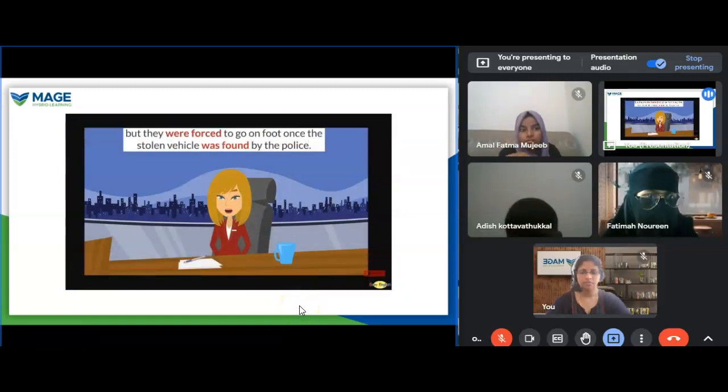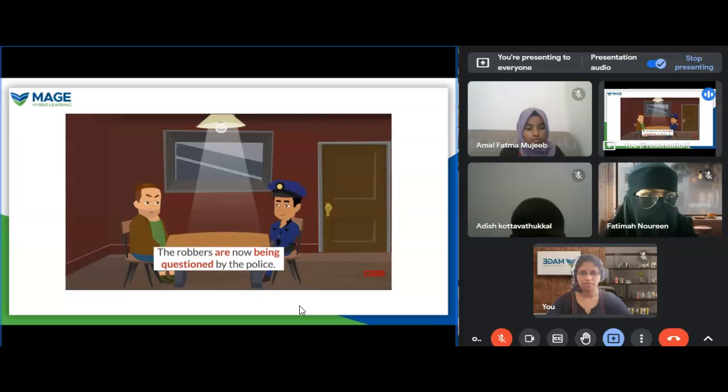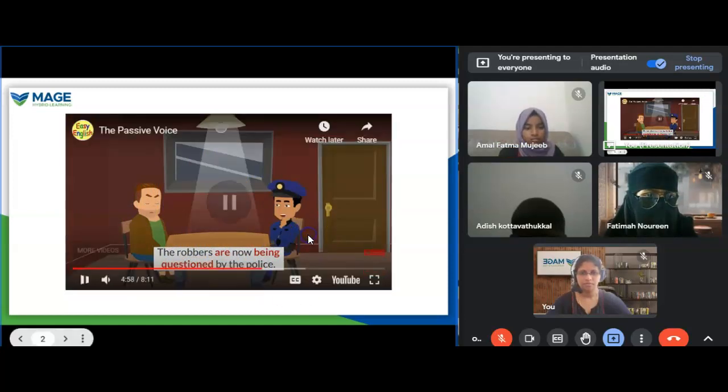They were forced to go on foot once the stolen vehicle was found by the police. The robbed cash hasn't been recovered yet. The robbers are now being questioned by the police.